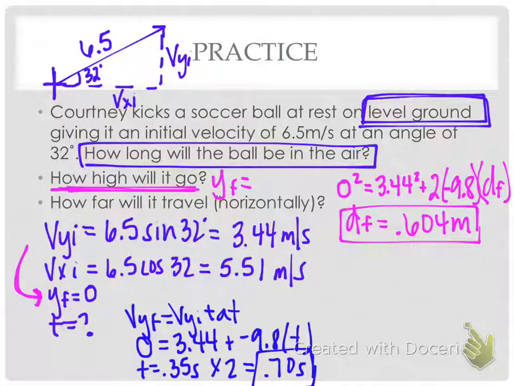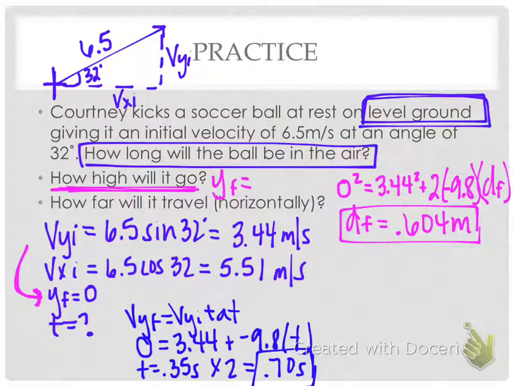Is that what you had? 0.604 or 0.6, somewhere around there? Okay, what we did here is we squared 3.44, we subtract it to the other side, which would give us negative 11.83. Then we divide that by the negative 19.6. Okay, divide that 19.6 over, don't add that over.